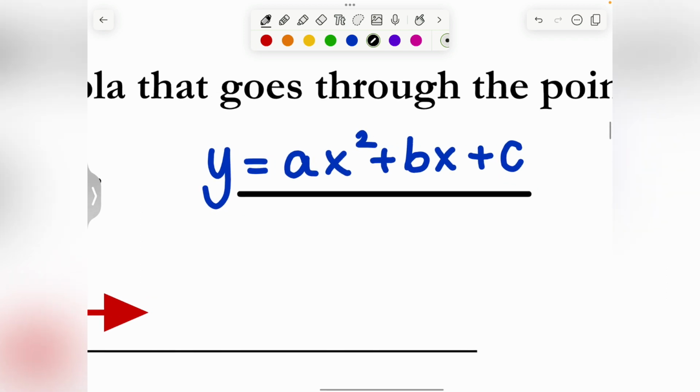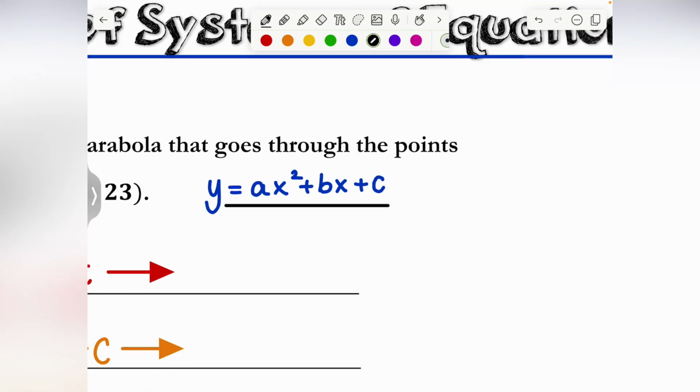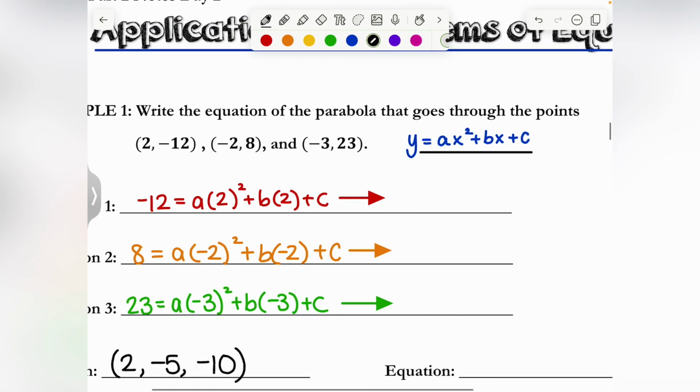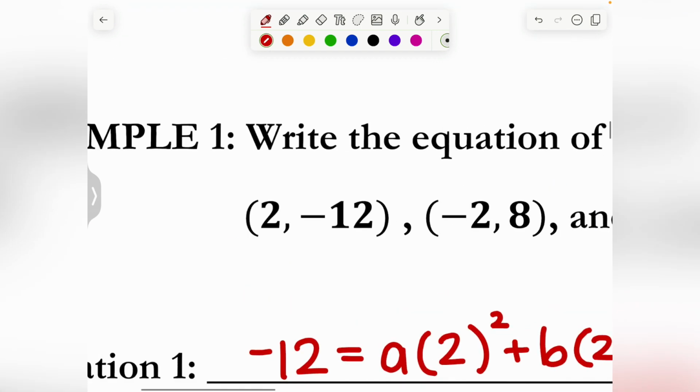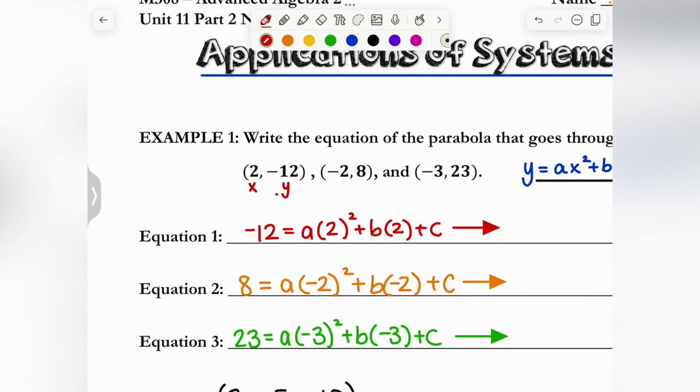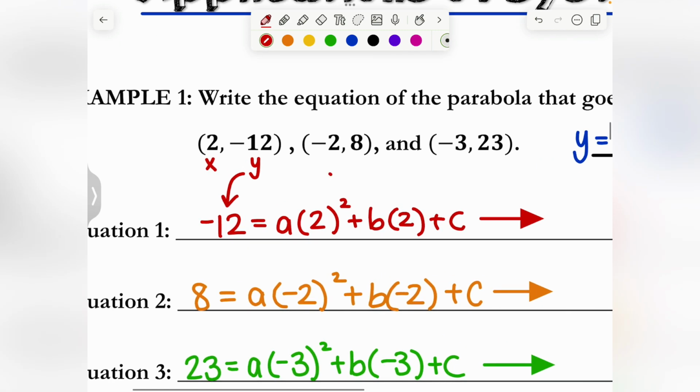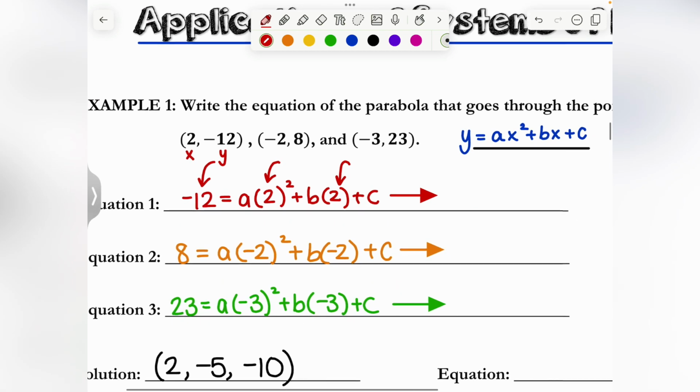So this is the formula in standard form of a parabola. What we're going to do is take each of these ordered pairs they gave us, and plug in for x and for y into this standard form parabola formula. So for example, in the first equation, we are going to plug in -12 for y, and then plug in 2 for x in both x spots. I already wrote out the work just to save time in this video, but this is what it looks like for each of these.